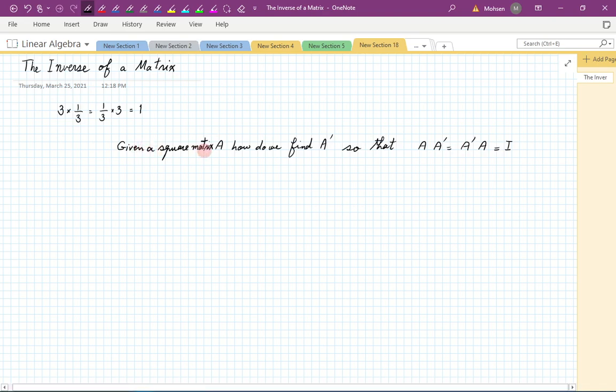Now, given a square matrix A, how do we find another matrix? Let's call it A prime, so that the product, whichever way we do it, will be the identity. So we are going to investigate this topic in a couple of lectures. Today we are going to talk about how we actually find this thing, when it exists, when it would not exist, and some of the properties of it.